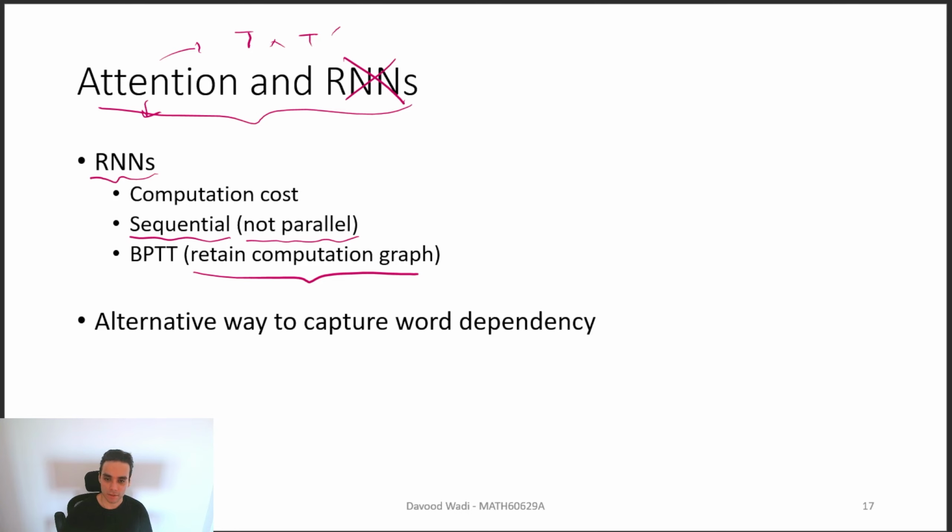The challenge here was to capture the dependencies between words. RNNs did a good job with that by having a hidden state that would input to the next word. But here we need to find an alternative way to capture word dependencies, and we see from the Transformers paper how it's done.